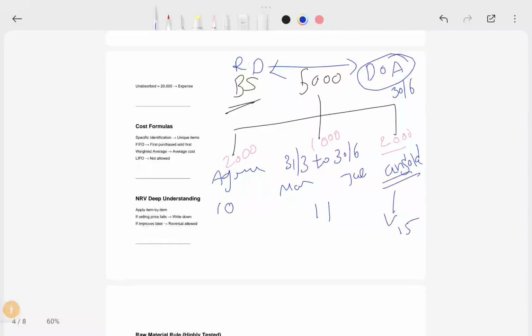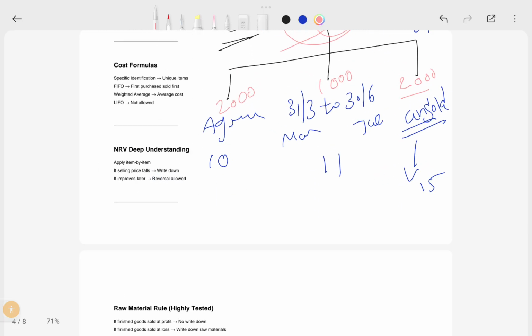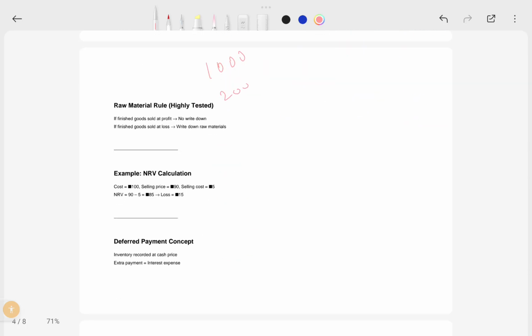and the expected selling price of this product is 15. So in this example, how do we calculate? You need to calculate not only item by item, because all these 5000 goods are one finished good only, but you have different categories here. In this kind of situation you need to calculate separately. I mean to say, first you need to calculate for 2000, and for 1000, and for the balance 2000. This I will explain to you.